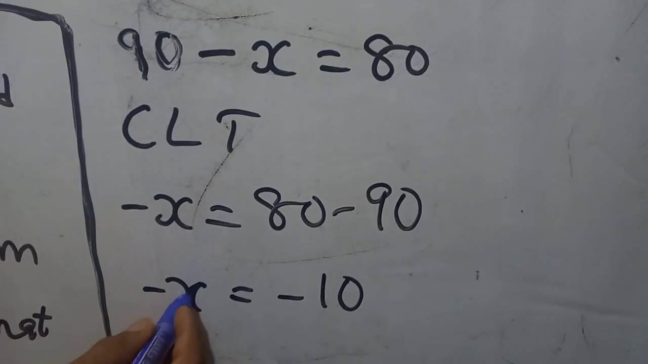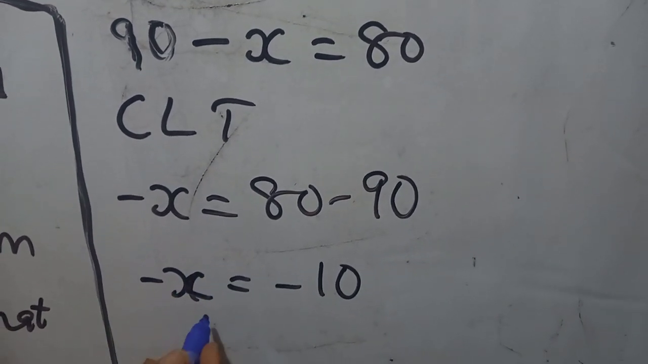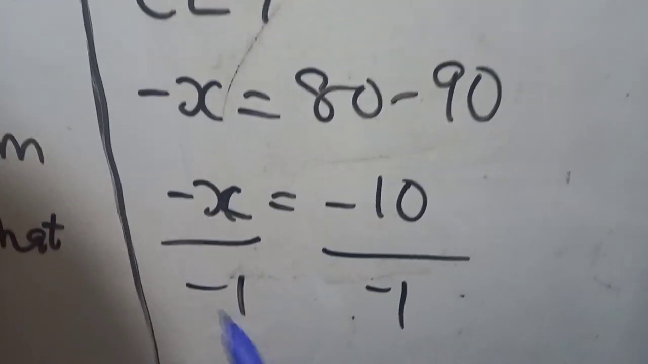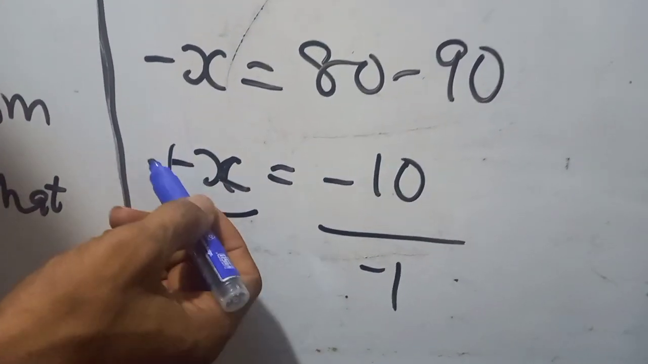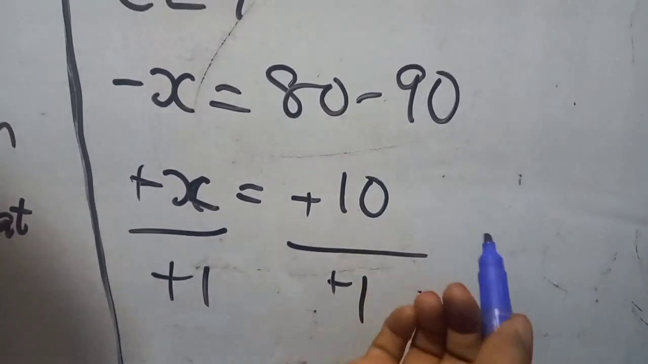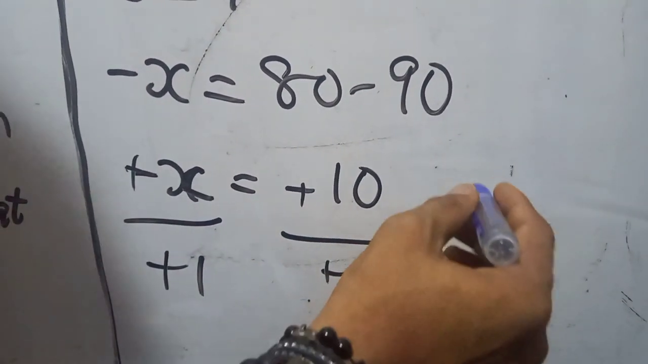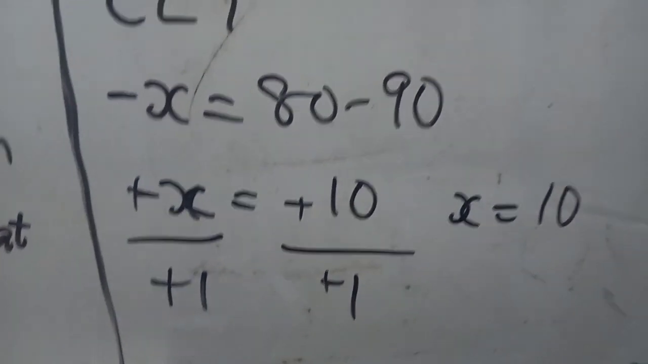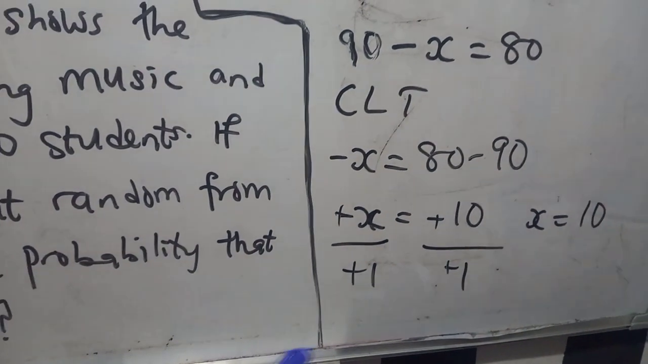Which means our x can never be in negative form. So we divide both sides by minus 1. Minus divided by minus is plus. 10 divided by 1 is 10. So x equals 10. Since our x is 10, we will not end there.